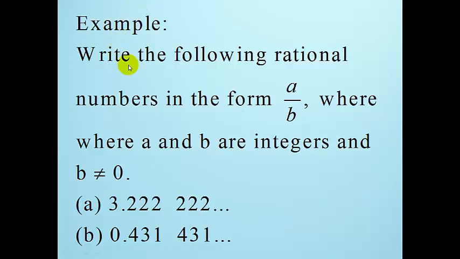Now example, write the following rational numbers in the form a over b, where a and b are integers and b is not equal to 0. That is, the denominator is not equal to 0. A, 3.222222, then B, 0.431431. So let's look at how best we can solve this problem.